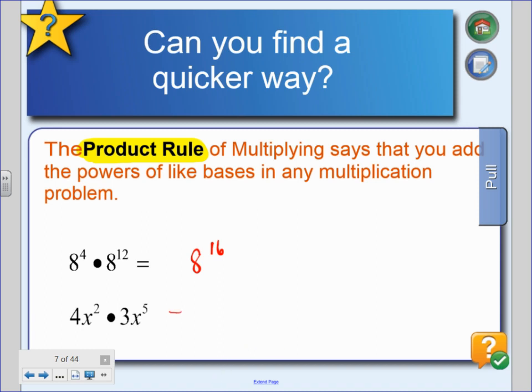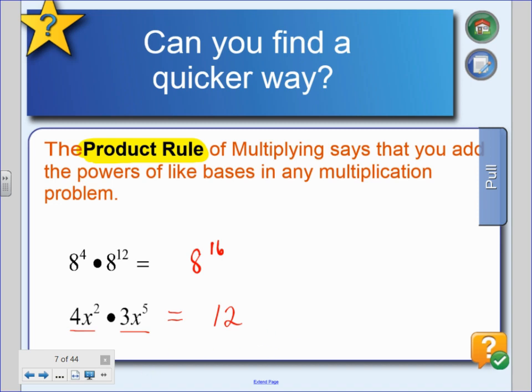All right? Now, this is kind of getting into the meat of it here. 4x squared times 3x to the fifth. Well, the commutative property says that I'm allowed to multiply the coefficients 4 times 3 together out of order. 4 times 3 is 12.